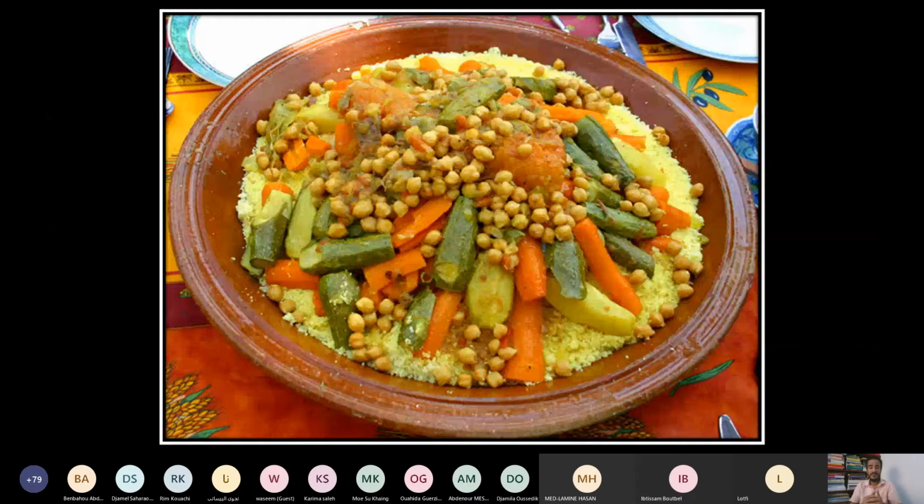Now, in Morocco, there are several types of couscous. We have couscous with fish, couscous with vegetables, couscous with bread, couscous with meat. And the most typical Moroccan couscous is couscous with seven vegetables. Seven vegetables. Let me explain. Each vegetable, how many? We have seven. Each vegetable stands for an idea about me. Let me explain here.